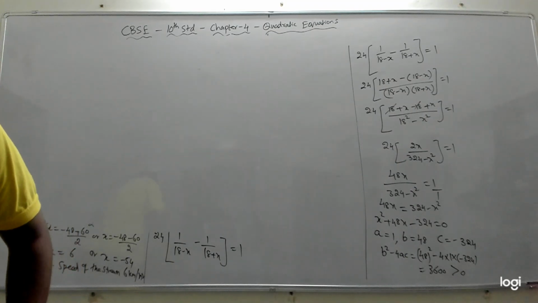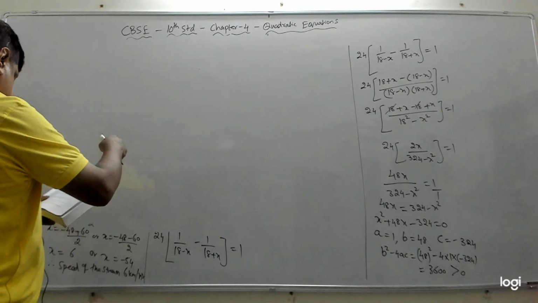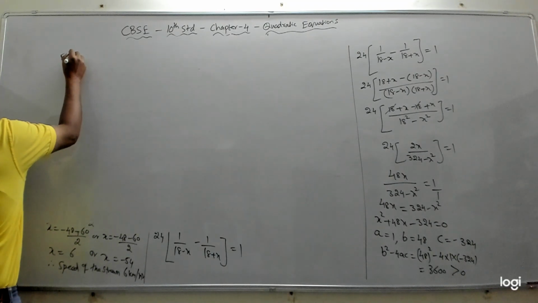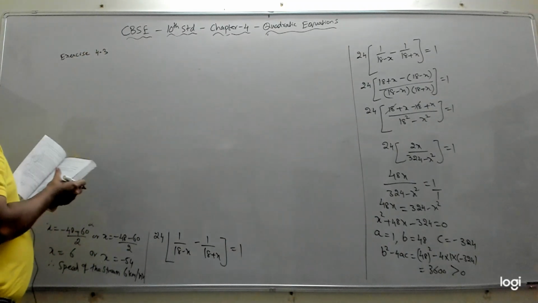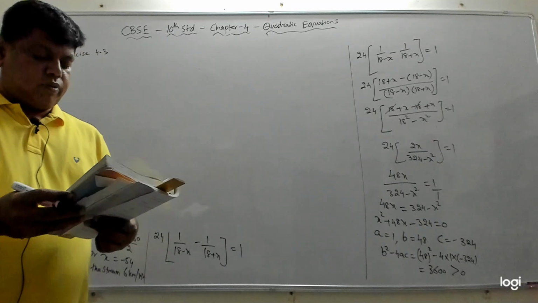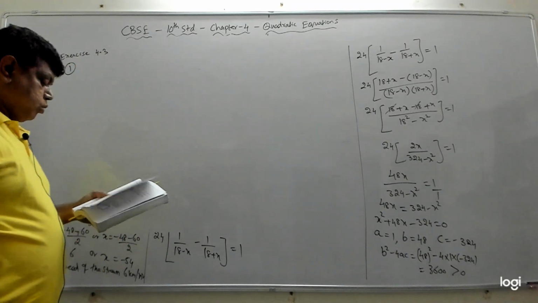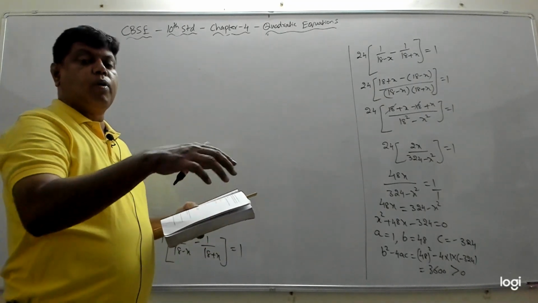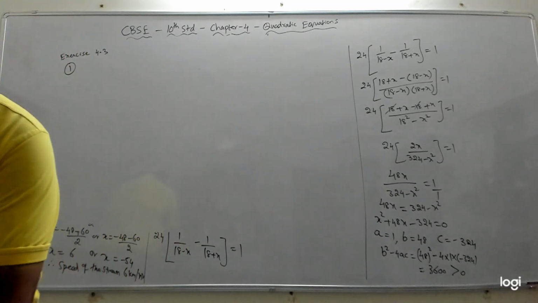The next one is exercise 4.3 on page number 87. Now the first question is: find the roots of the following quadratic equations, if they exist, by the method of completing squares.